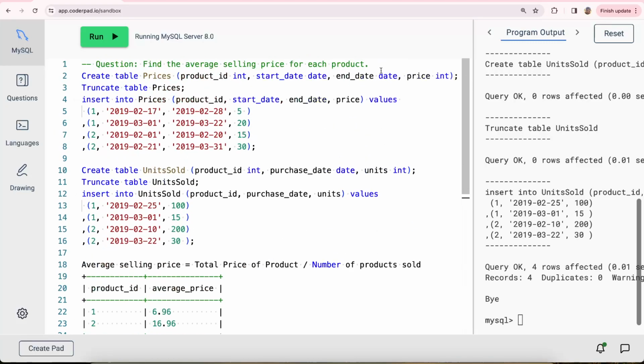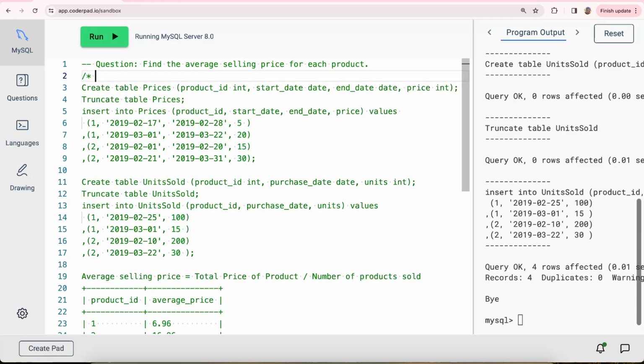Let's comment the question part. Okay, so the first thing we have to look at is what type of join we have to use.